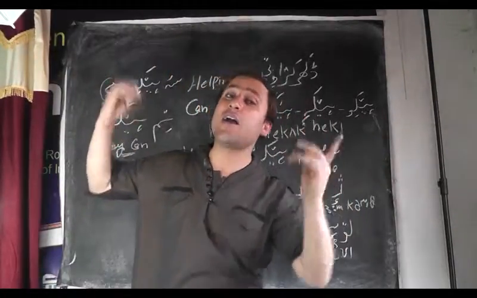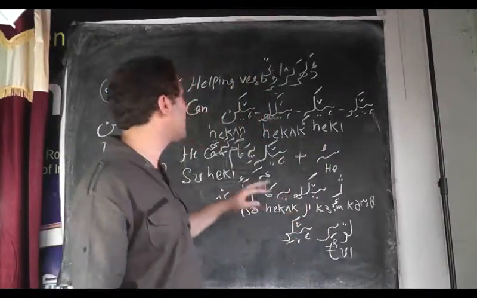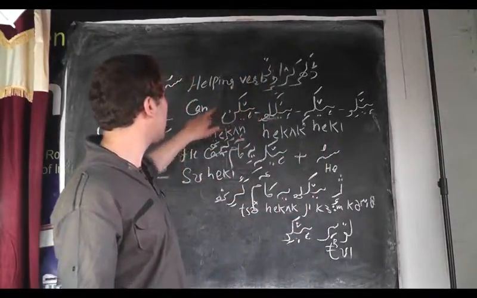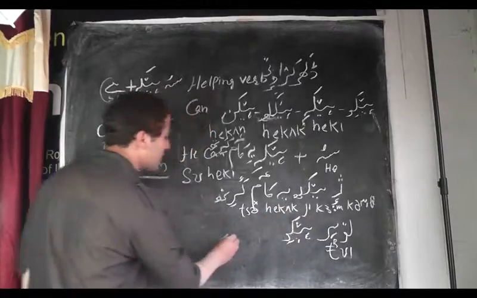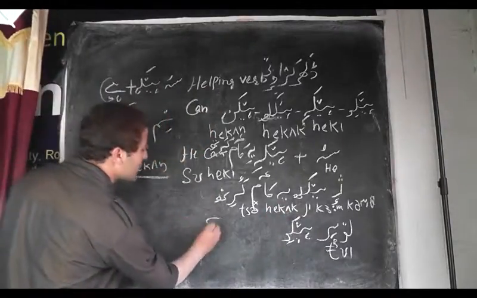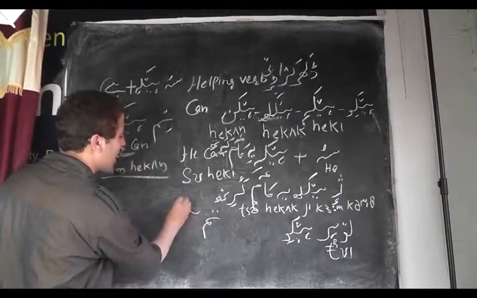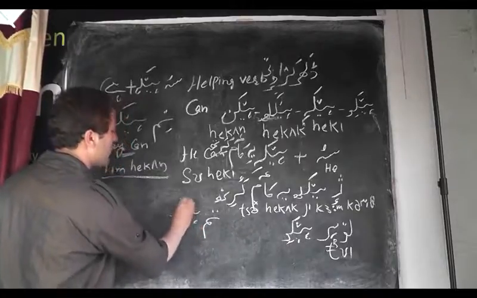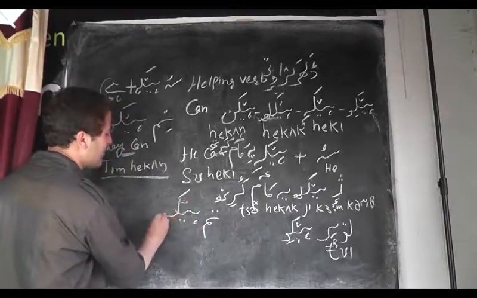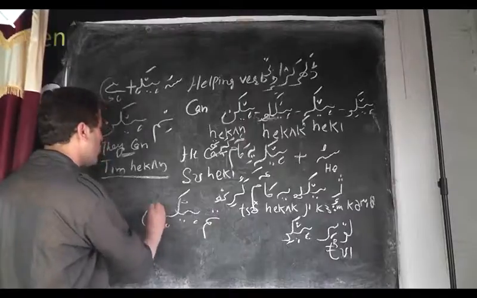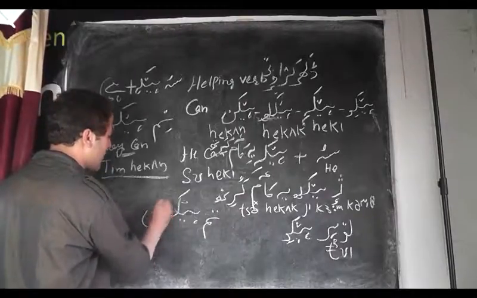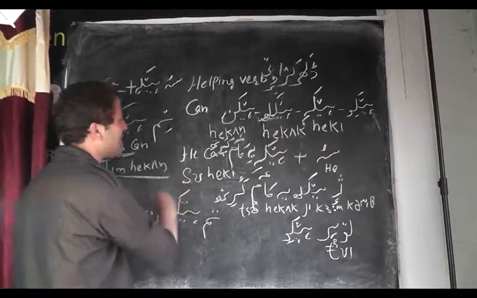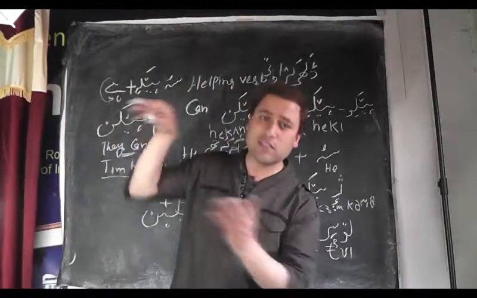Tim hek han. See, hek han. So when we use tim in past as they, we can say tim. This is hek. Then this is again hey. This is noon. We add here this hey and noon. Tim hek han. Tim hek han gesit.